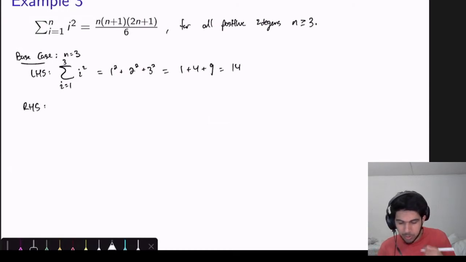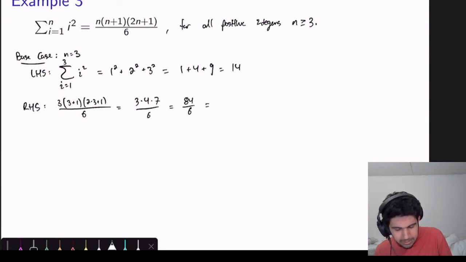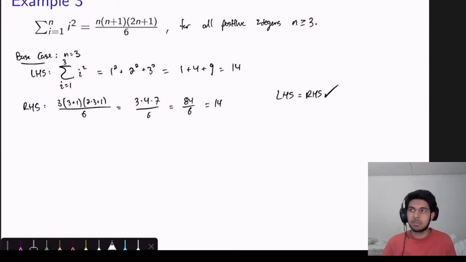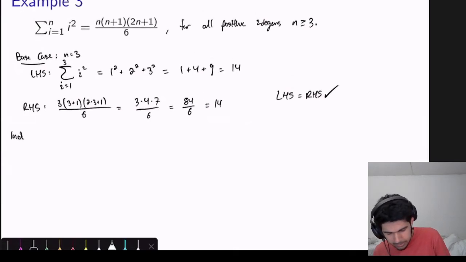Let's do the right-hand side. Where we see an n, we're going to put a 3. So that'll be 3 times 3 plus 1 times 2 times 3 plus 1, all of this divided by 6. 3 times 4 times 7 divided by 6. That would be 84 divided by 6 equals 14. So we have the left-hand side equaling the right-hand side. So we can proceed. Cool. Okay, so now we'll do the induction hypothesis.